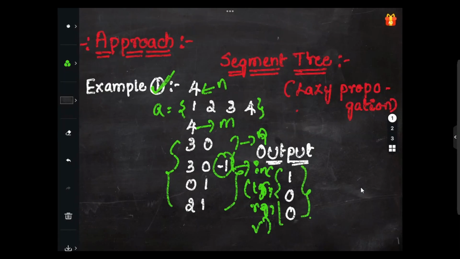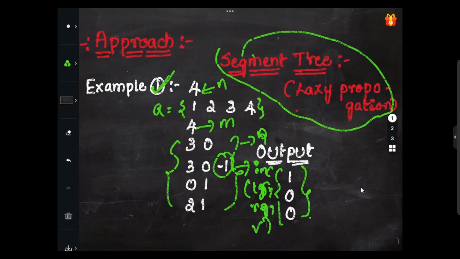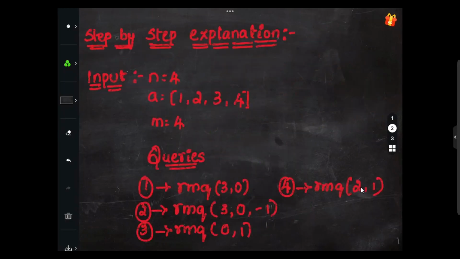Let's move on with the step-by-step explanation. Before that, I want to tell you that we'll be making use of the lazy segment tree for this part. We have solved problems on segment tree, but we haven't gone with lazy propagation. For this particular problem, we will be going with lazy propagation, or a lazy segment tree approach. Just keep this in mind. So let's move on with the step by step explanation.